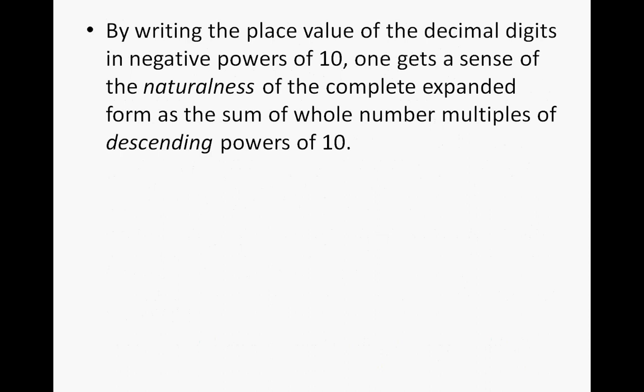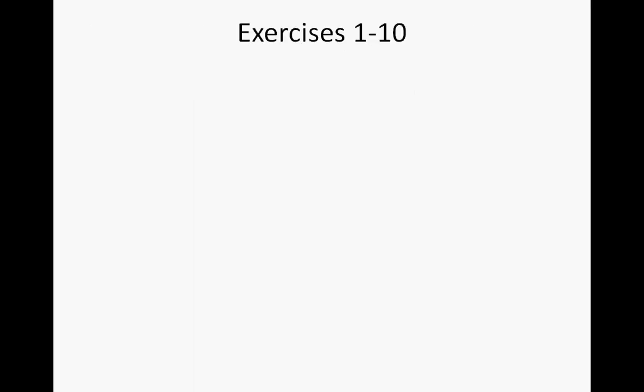By writing the place value of decimal digits in negative powers of 10, one gets a sense of the naturalness of the complete expanded form as the sum of the whole number multiples of descending powers of 10. So not only do we have ascending powers of 10, 10 squared, 10 to the third power, we have descending powers of 10. So as numbers get smaller and partitioned more and more, we have descending powers of 10.